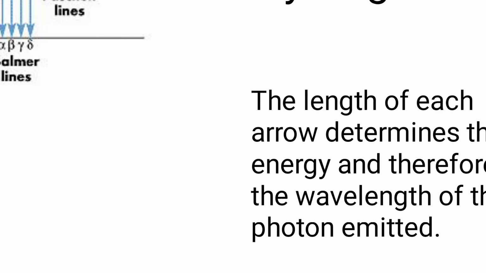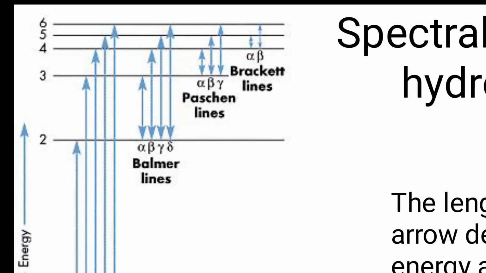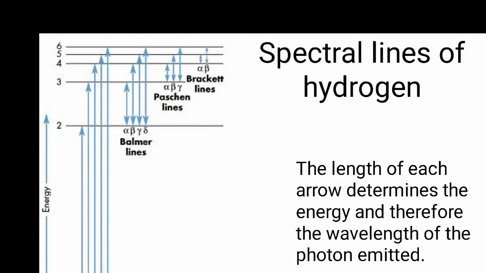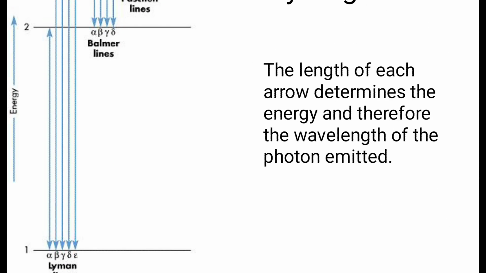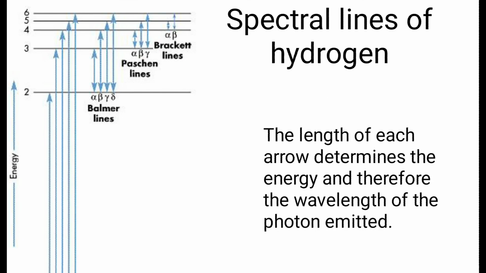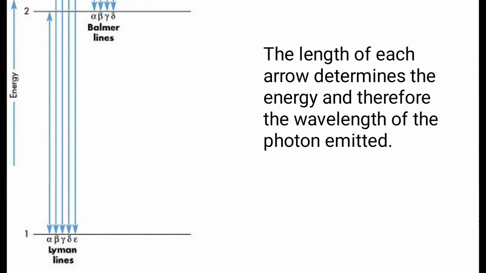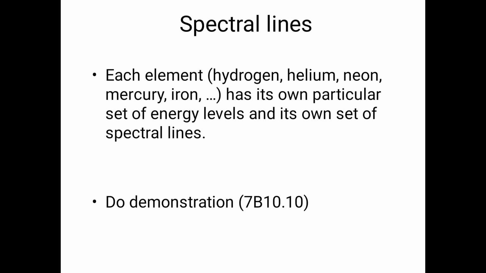Now let me look at the spectral lines of the hydrogen atom. We know the spectral line series of the hydrogen atom: the Balmer series, Paschen series, Brackett series and Lyman series, arising from transitions between different energy levels. Each element has its own particular set of energy levels, and therefore its own set of spectral lines.